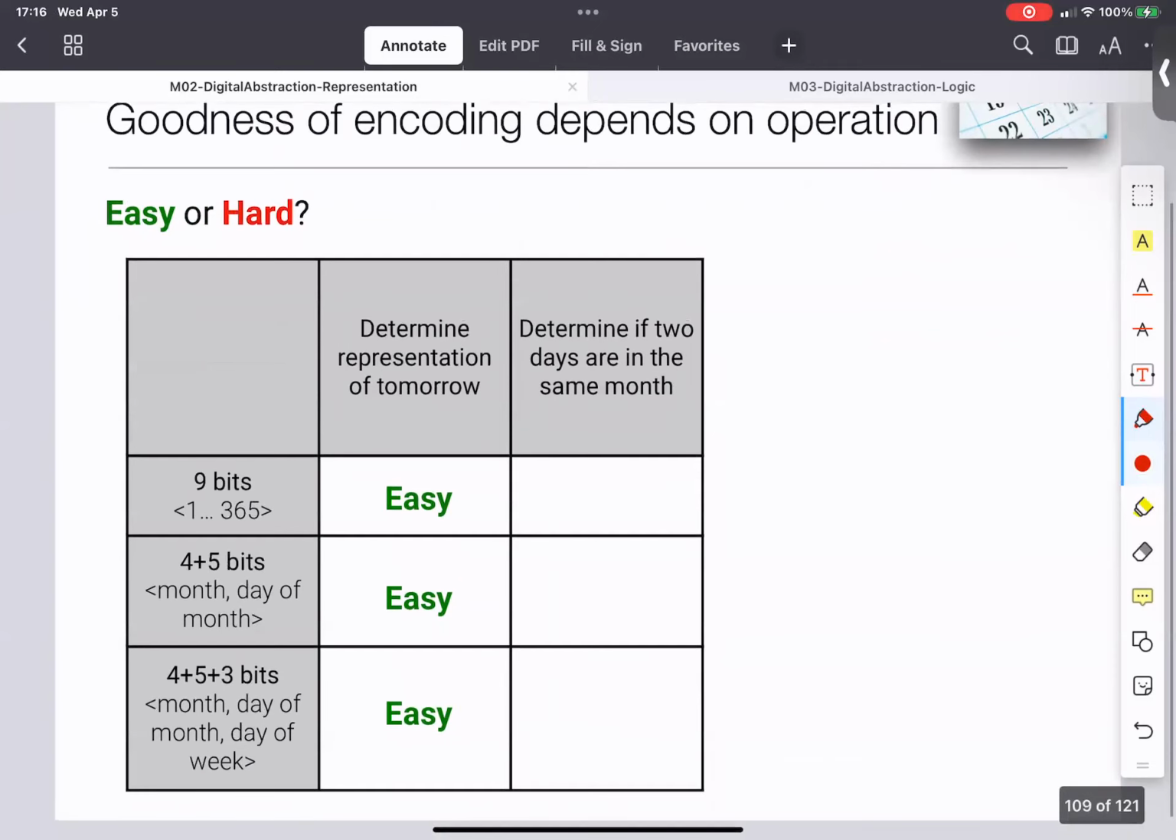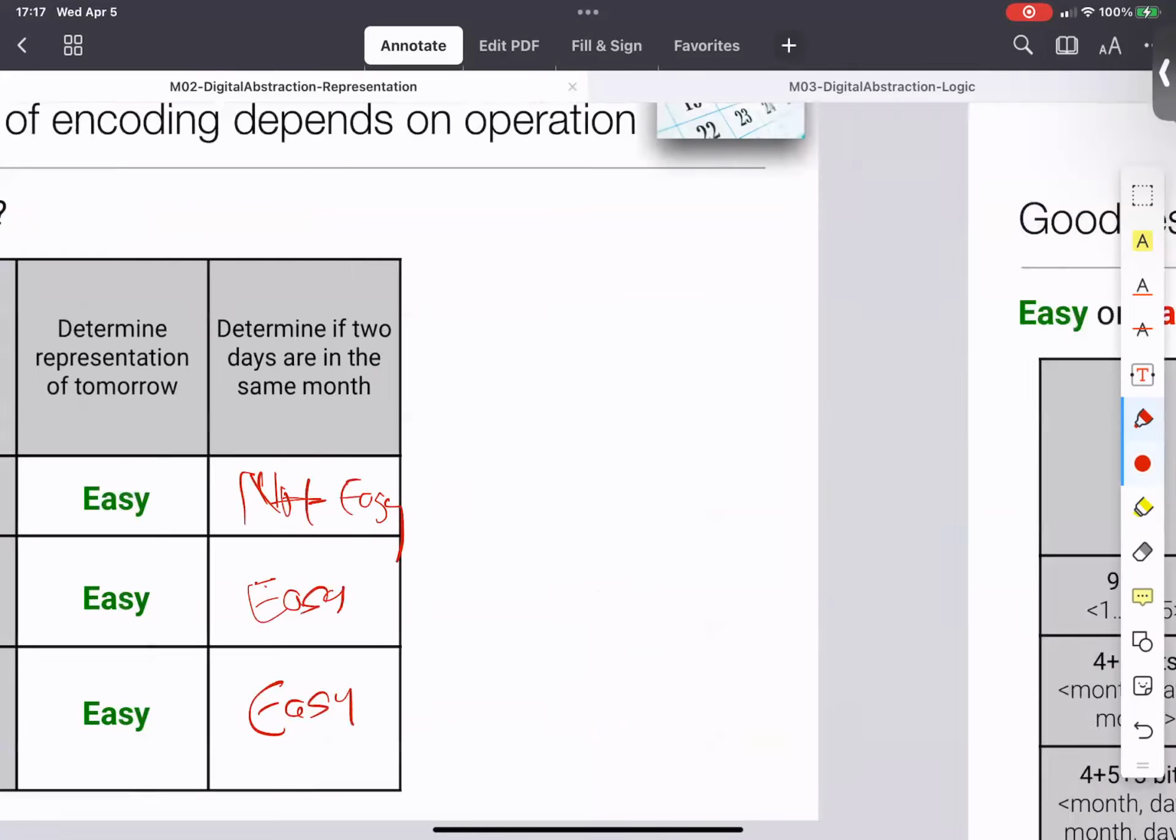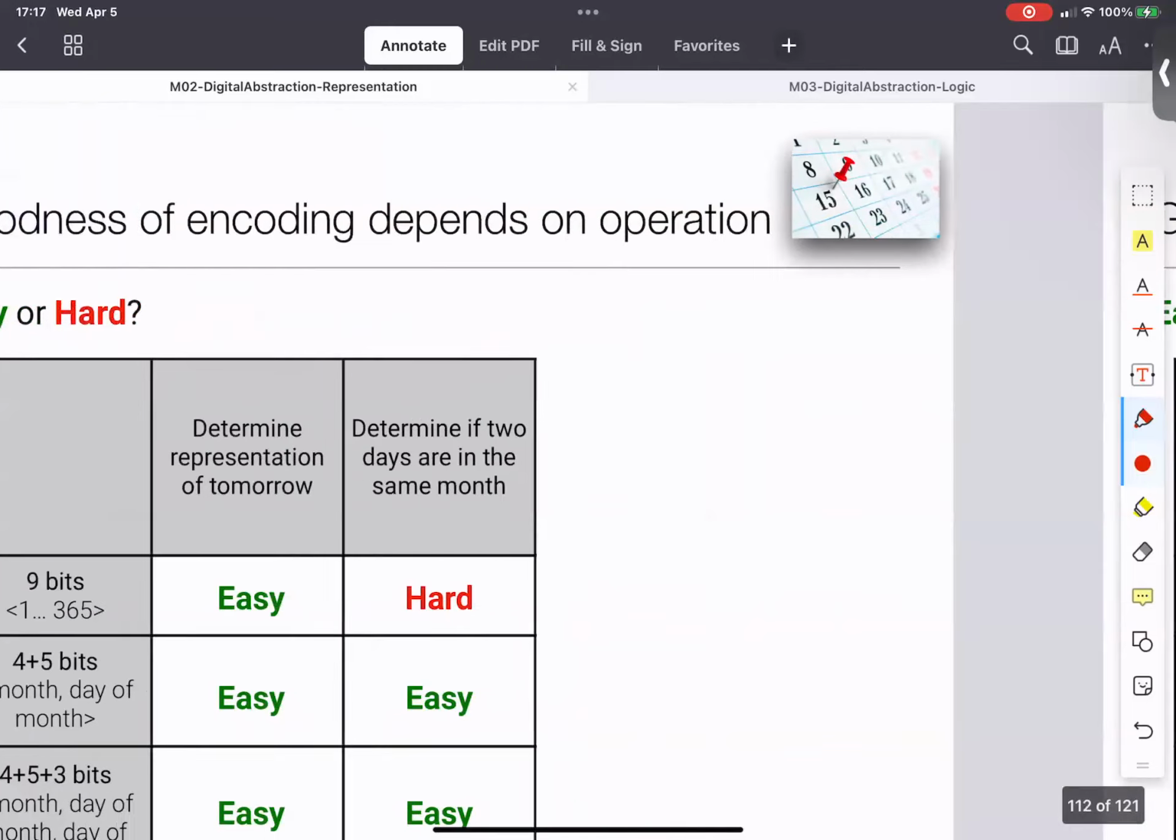What about determining if 2 days are in the same month? Let's start with the 9-bit representation. That one is tricky, because just because the gap is less than 30 or 31 doesn't mean they're in the same month, so this one is not easy. With an explicit month, it's easy. So hard, easy, easy.